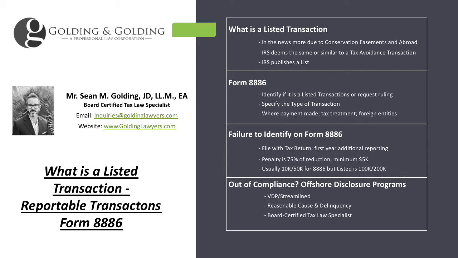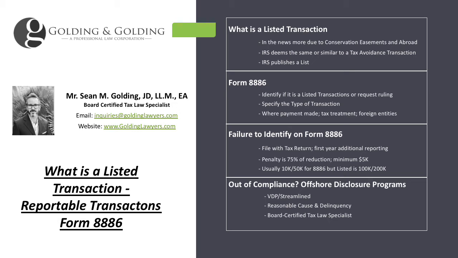Listed transactions are becoming more common, especially with the syndicated conservation easement and the litigation going on. The idea behind a listed transaction, for example, is the IRS really isn't buying what you're selling, no matter how good you are at selling it. They think whatever tax strategy you're using is not necessarily kosher. They think it's the same or similar to a tax avoidance transaction that they've already deemed that way and something they may not agree with. The IRS publishes a list.